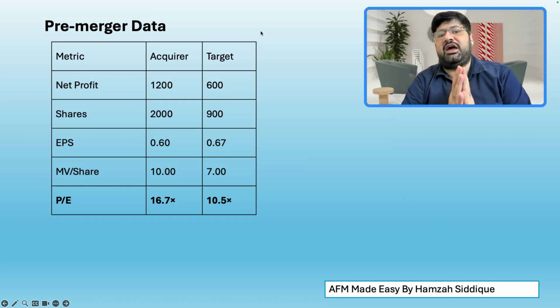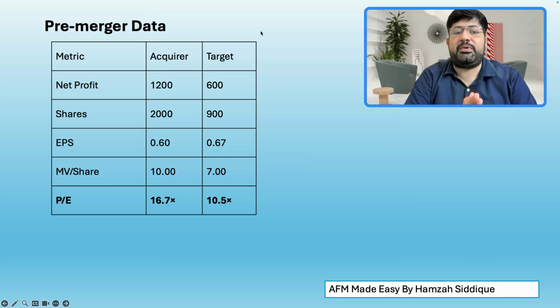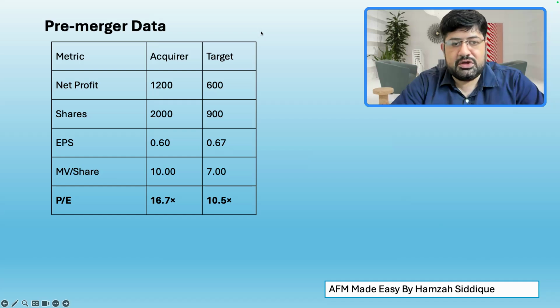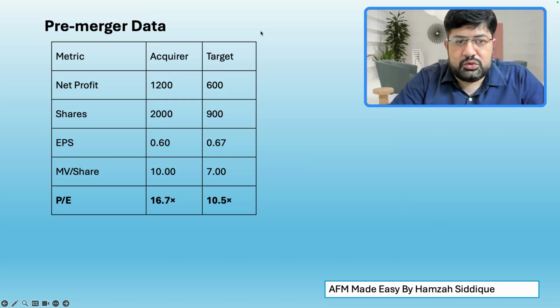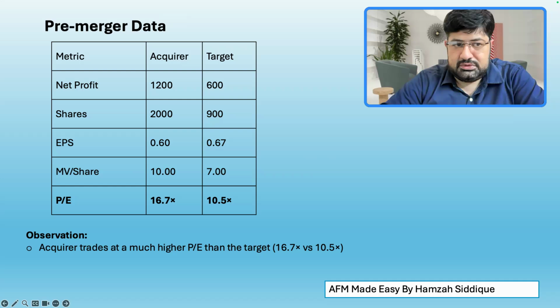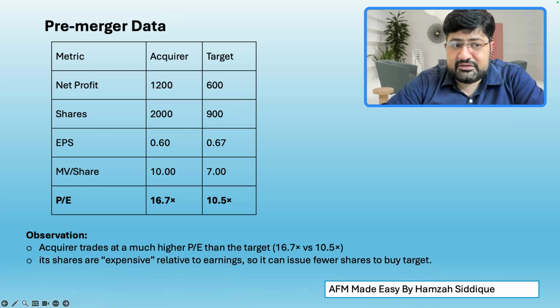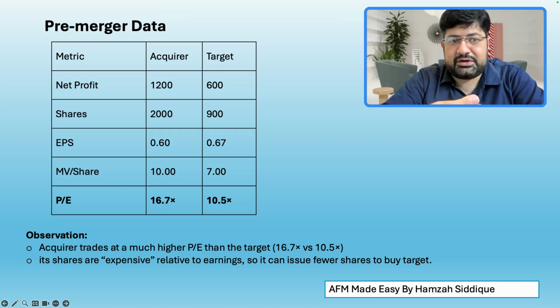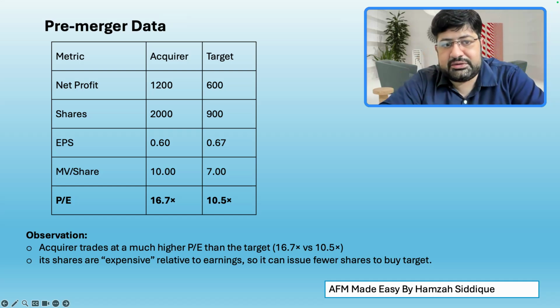So now what happens actually when such a company is acquired by the acquirer company? So we proceed further. That data should be very much clear. Yes, its shares are expensive, so it can issue few shares to buy the target company. The acquirer can issue because its shares are $10 and that of the target is $7 per share.